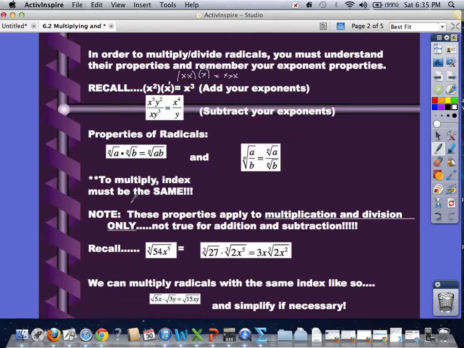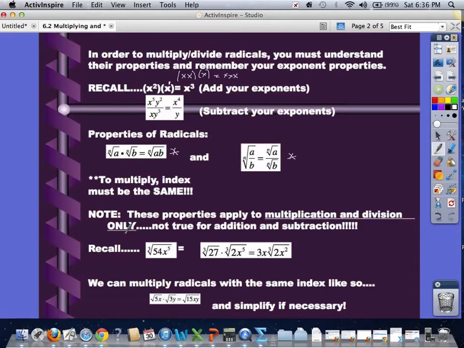So note these properties that I just talked about, this property right here and this property right here, only apply to multiplication and division. This is not true for addition and subtraction. We'll do that in the next video. That's totally different. Just like your fractions, 1/2 and 1/4, you know how they're very, very picky. Same thing with any addition or subtraction. So just know we'll have to be looking at that later. But multiplication, just about anything except for, in this case, we have to have the same index.